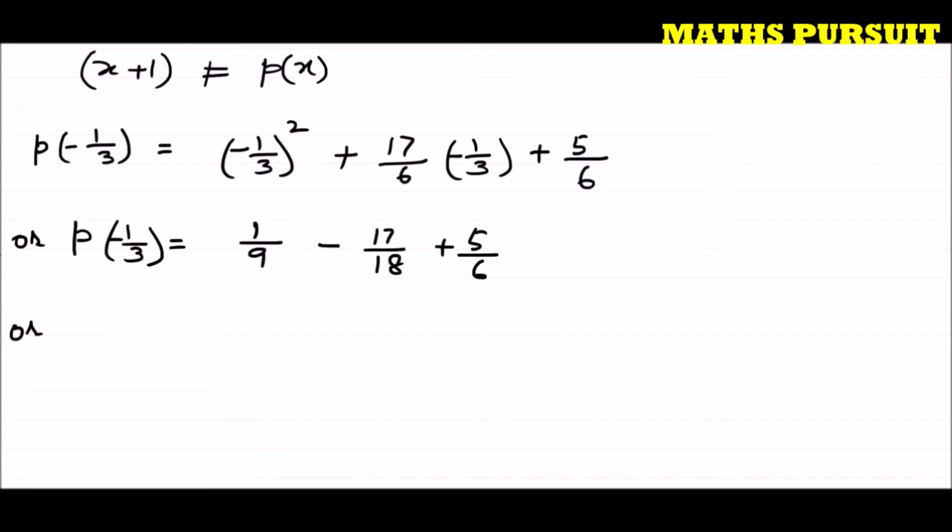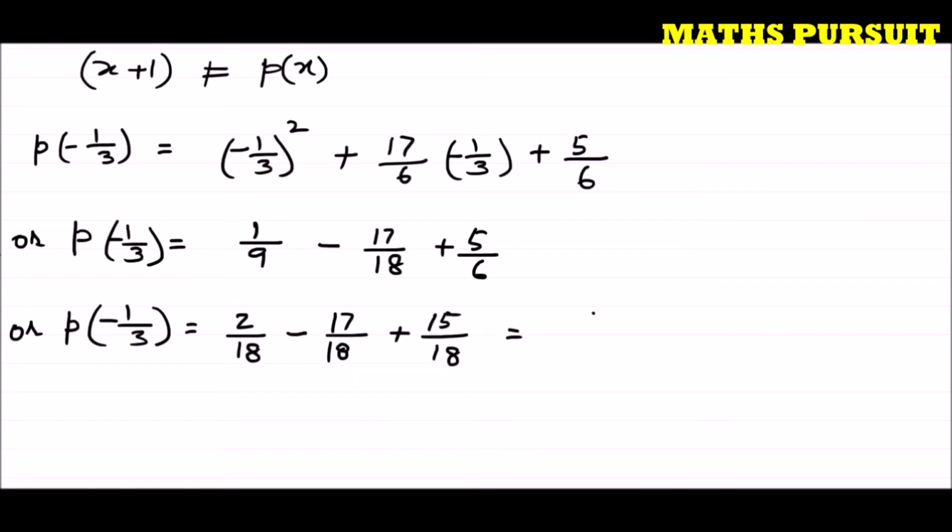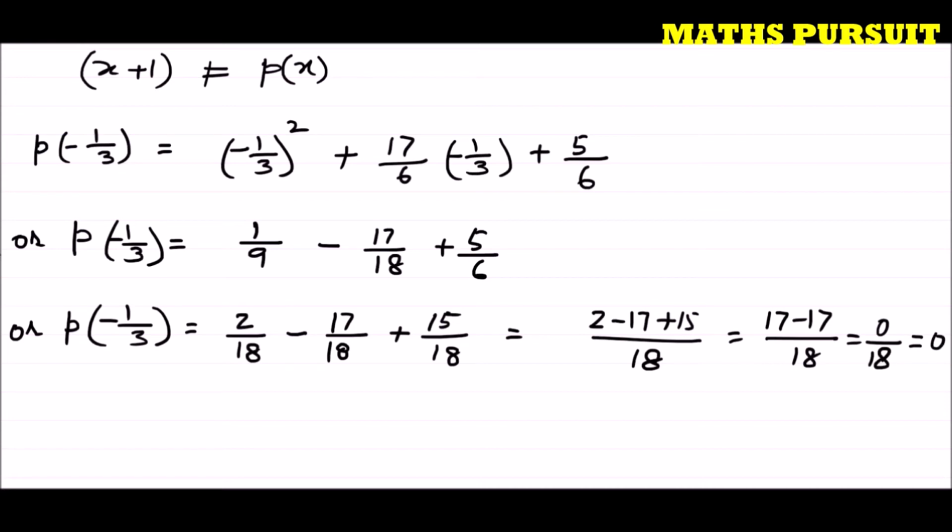Or I can write P(minus 1 upon 3) is equal to, taking 18 as the LCM, 2 upon 18 minus 17 upon 18 plus 5, 6 3s are 18, so 5 3s are 15, divided by 18. That is equal to 2 minus 17 plus 15 divided by 18, which is 17 minus 17 divided by 18, that is equal to 0 by 18, that is equal to 0.